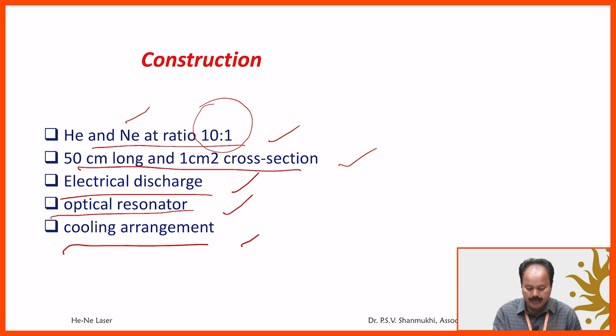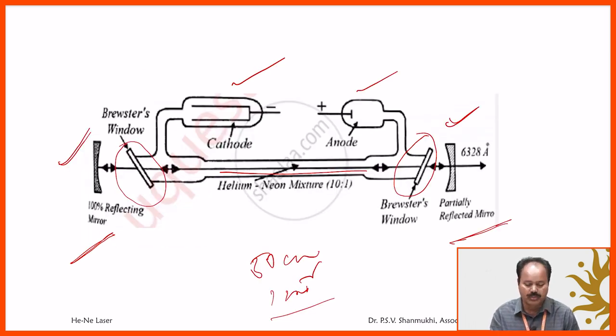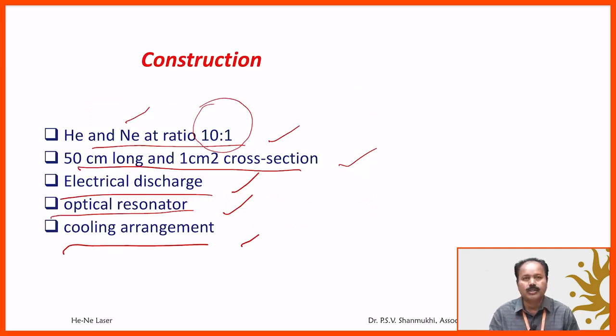And a cooling arrangement is also provided. If some thermal energy is produced during the process of the emission of laser light, that should be cooled. For that, a cooling arrangement is also provided, which means water will be circulated around this. So this is the construction of the helium neon laser.